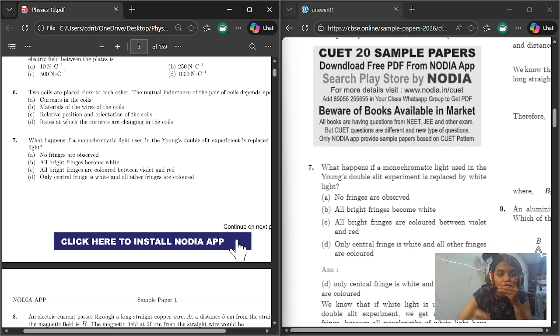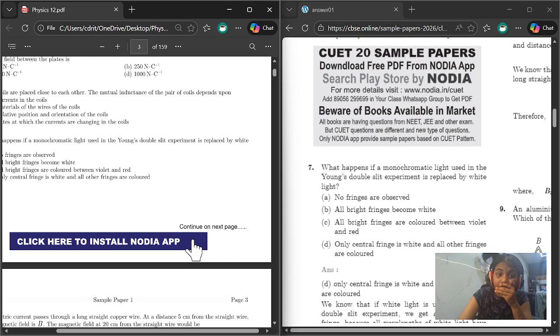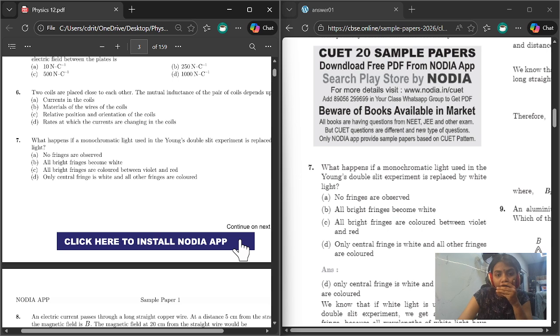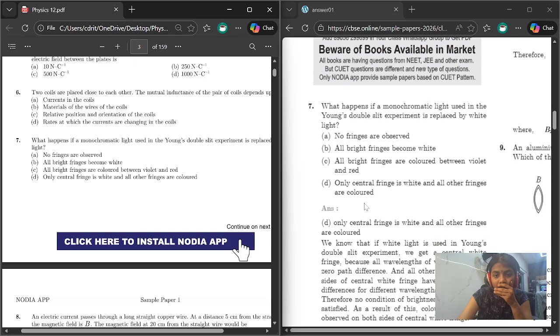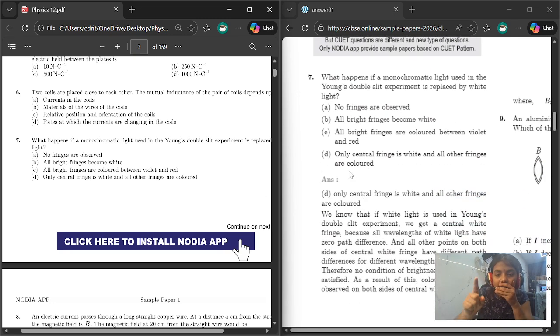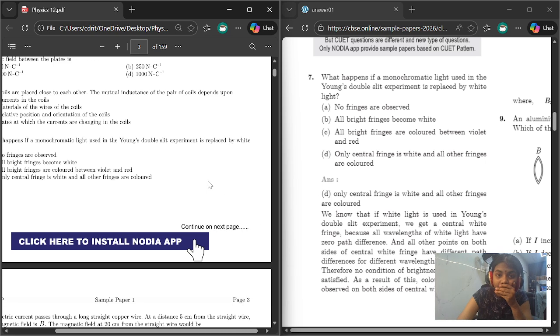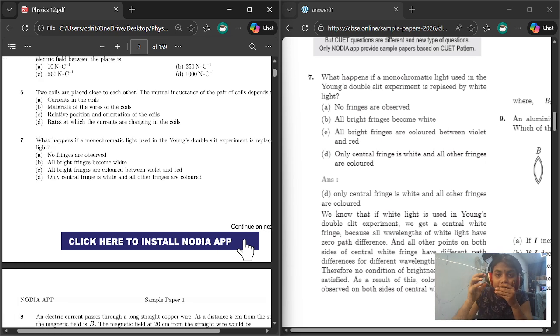What happens if monochromatic light used in Young's double slit experiment is replaced by white light? We know what is white light and what is monochromatic light, isn't it? They're saying only the central fringe is white, all other fringes are colored. Because white light consists of seven colors, and when it goes through a slit, it slowly shows colors. That's what they're trying to say over here.